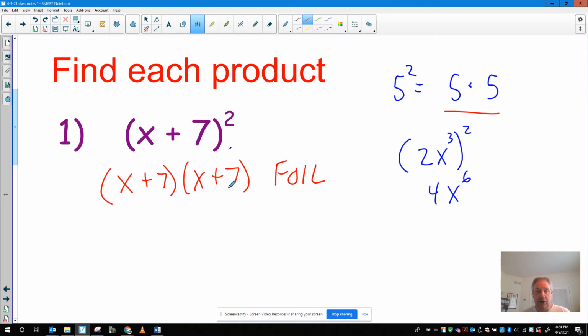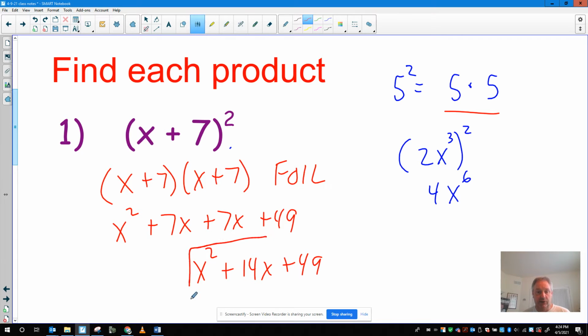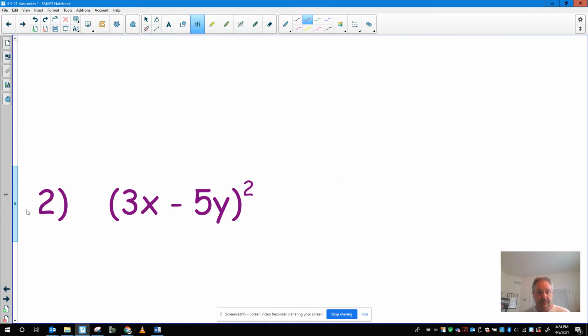I'm going to go quickly through this. It's just x squared plus 7x plus another 7x plus 49, which gives me x squared plus 14x plus 49. So as long as I know to write it twice, it's a really easy concept.